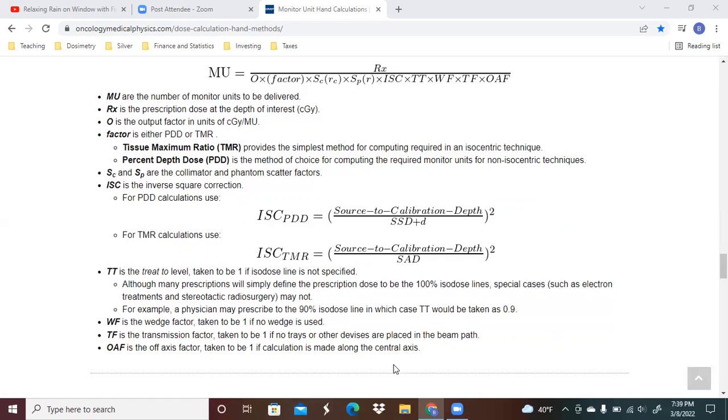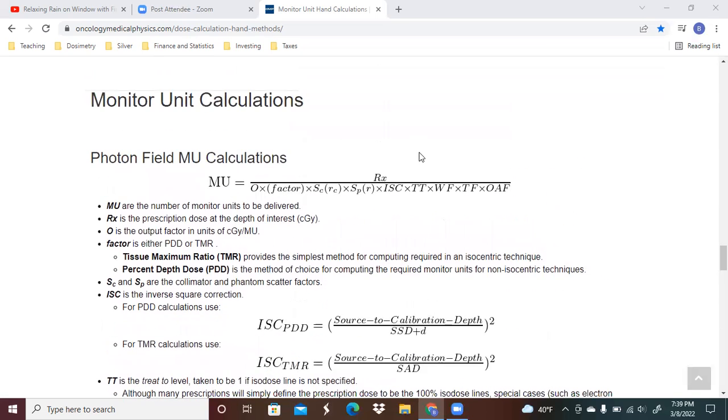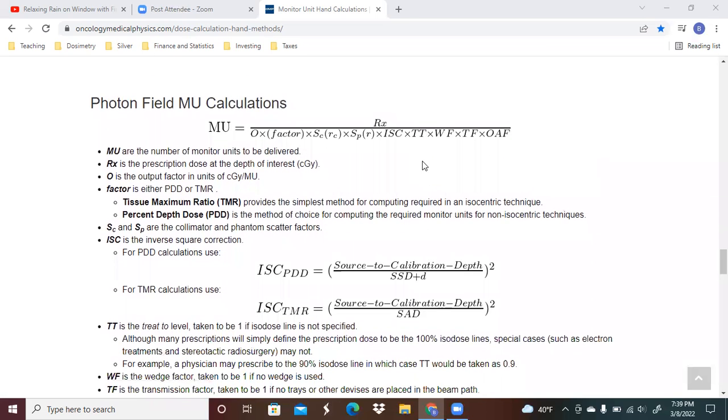If the calculation is done along the central axis, then obviously you're on axis and not off axis. And if you're not off axis, then this factor is going to end up being 1. So I know there's a lot of factors here. I mean, what are we looking at? 1, 2, 3, 4, 5, 6, 7, 8, 9. We've got 9 different factors here, but they all try to account for what's going on that might change the output of this particular setup. And so that's the adjustment that we want to make.